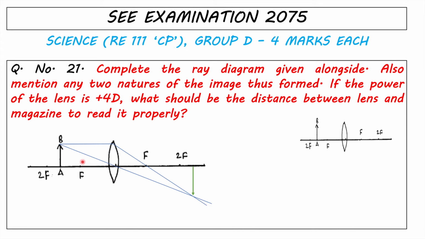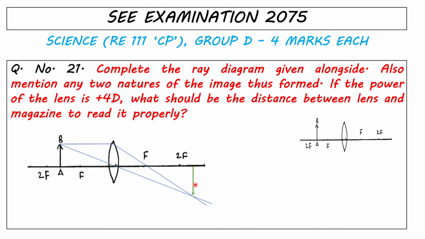Now the second ray is going to originate from the top of the object as usual, but it passes through the center of the lens undeviated. And where these two rays intersect, that is where an image is being formed. I've indicated the image by this green arrow here.